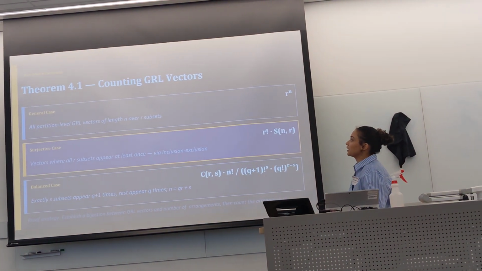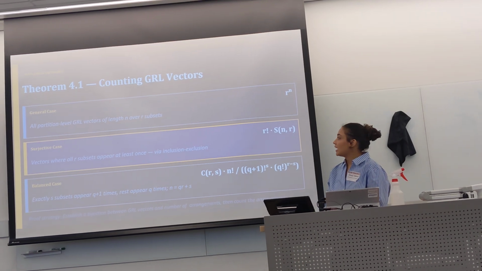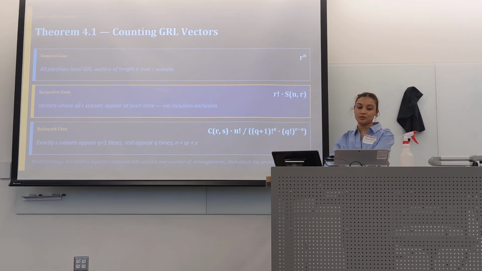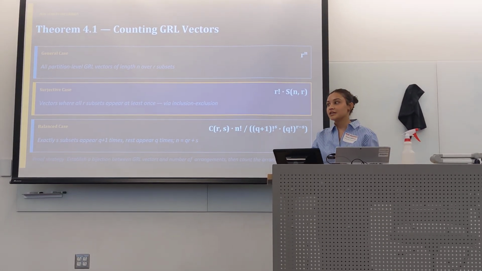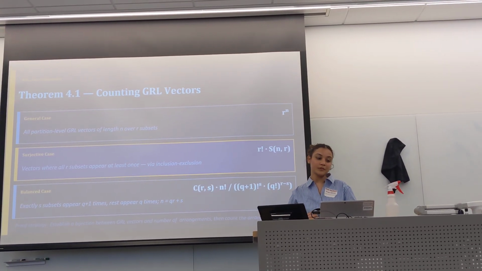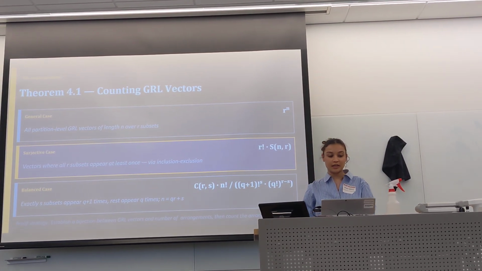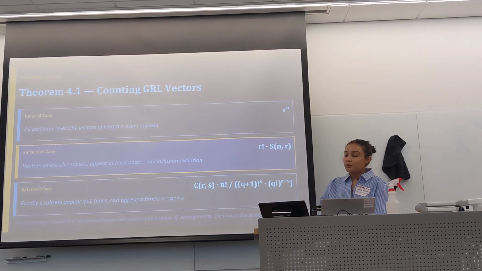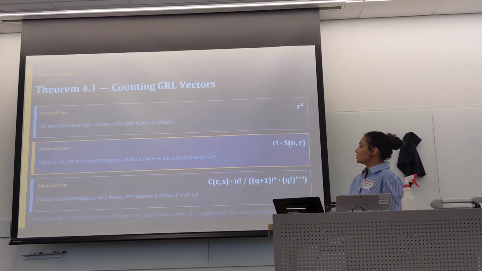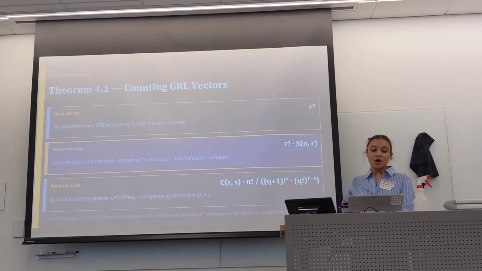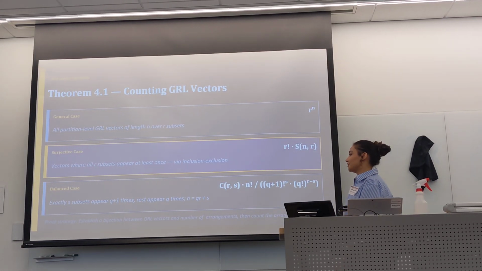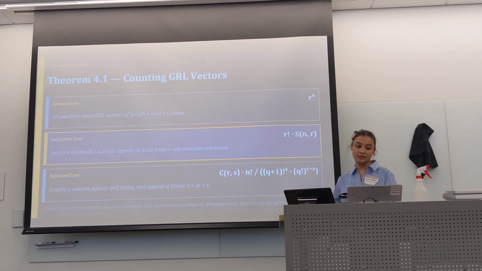So we have three cases for counting our GRL vectors. We have our very general case using R^n, so basically our partition level of vectors of length n over R subsets, so we can have a group that has all objects and a group that has no objects. For our surjective case, all R subsets need to appear at least once, and that is our Stirling numbers. And we have our balanced case, where exactly S subsets appear Q plus 1 times, and the rest appear Q times, and N is QR plus S.